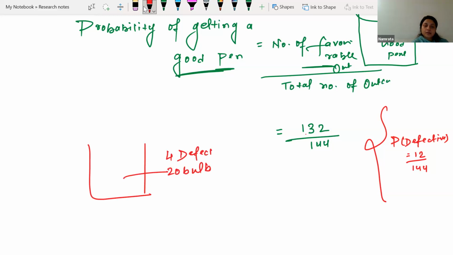Okay, let me read the question properly. Whether this 20 is containing 4 or apart from 20 we are having 4 defective. So let me read the question. The question says a lot of 20 bulbs contain 4 defective ones. So total is 20. Among that only we are having 4 defective. One bulb is drawn at random from the lot. What is the probability that the bulb is defective?